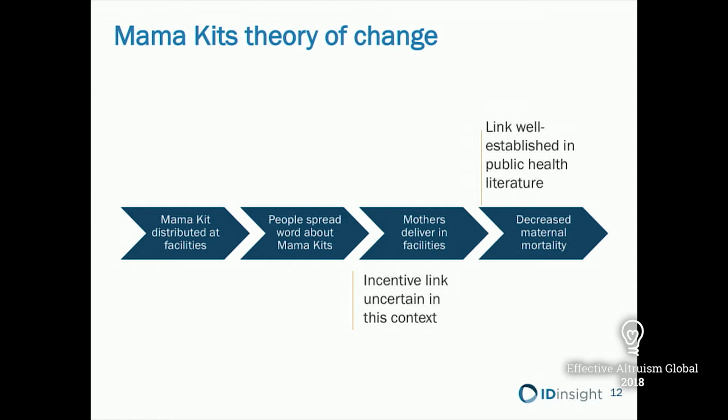However, it was quite uncertain whether just giving away this $4 mama kit actually incentivized anyone to come and deliver in the facility. And so that's what we decided. Given that the government needed to make a decision on short notice, we could design a rapid but rigorous randomized trial that just measured whether or not mothers came to deliver in the facilities. And so we designed this randomized trial in just 5 months and $70,000.